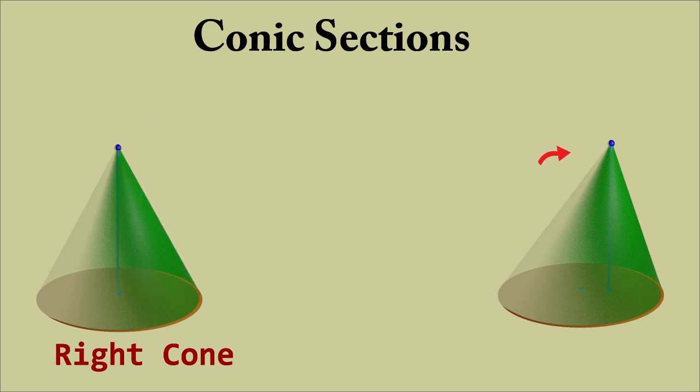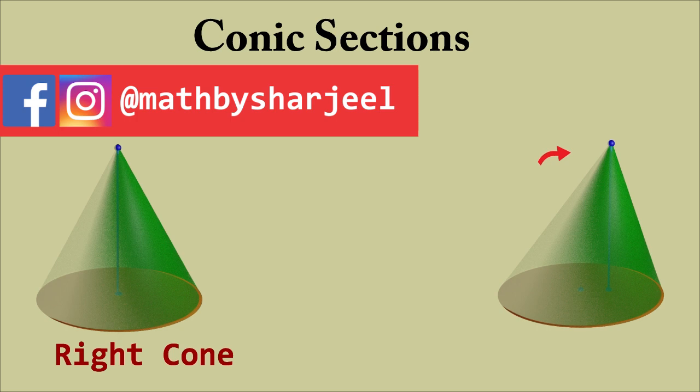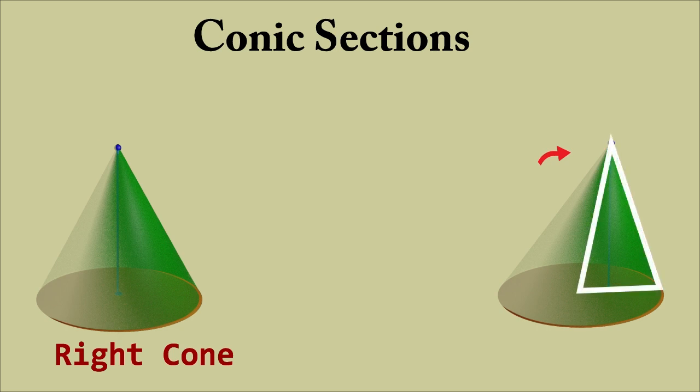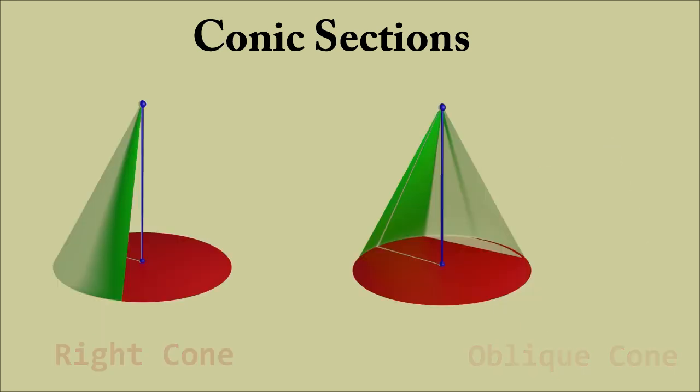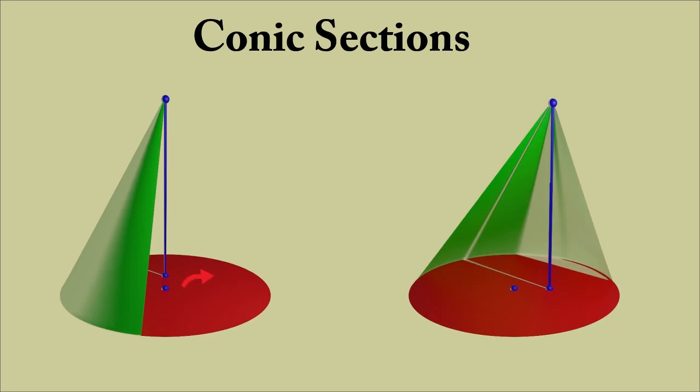Whereas in this cone, the axis is not at 90 degrees with the base, so it forms an oblique triangle within the cone. That's why this cone is known as an oblique cone. In a right cone, the vertex of the cone will always be above the center of the base, whereas in an oblique cone, the vertex of the cone will not be above the center of the base.